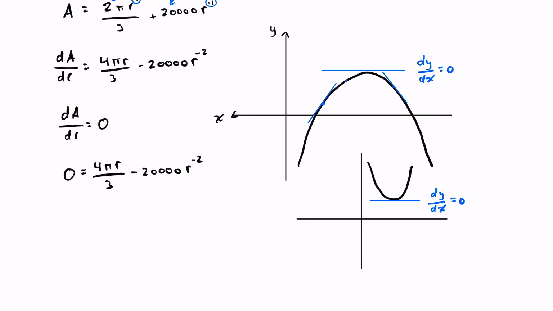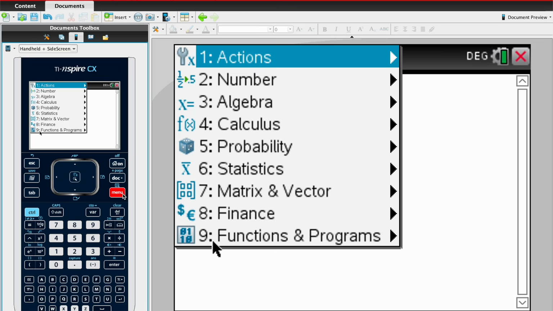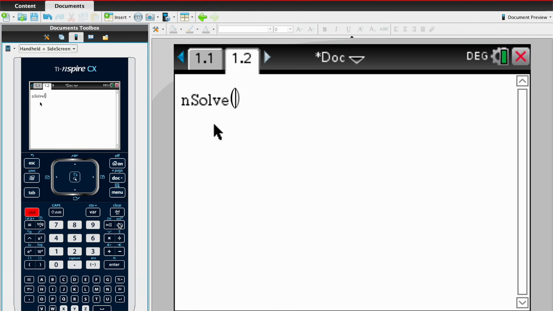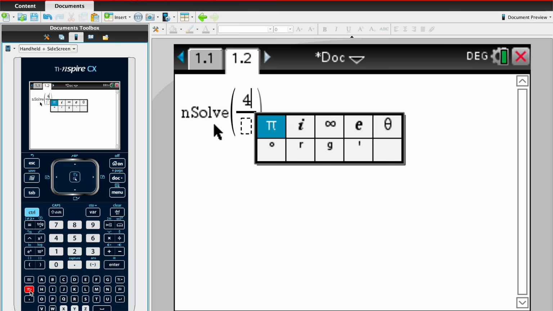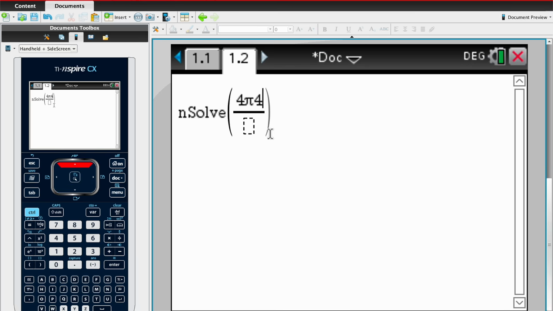So here we go. Menu, algebra, numerical solve, and let's go 4 pi r over 3 minus 20,000 r to the negative 2.